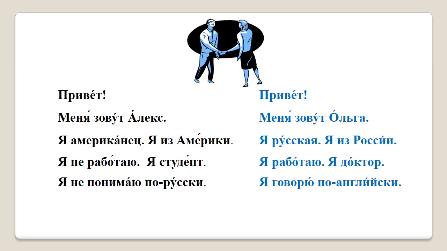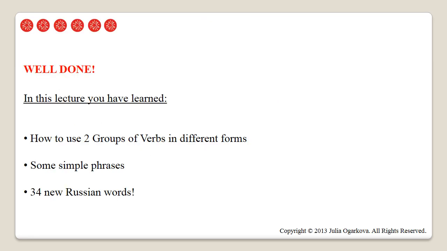Well done! You have worked really hard in this lecture and have done really well. You have learned how to use two groups of verbs in different forms in the present tense. Overall, including the additional vocabulary in the supplementary materials attached to this lecture, you have familiarized yourselves with 34 new Russian words. As usual, remember to download supplementary material, which contains additional new verbs, as well as the Test Yourself file with exercises that are designed to reinforce the new information covered in this lecture.